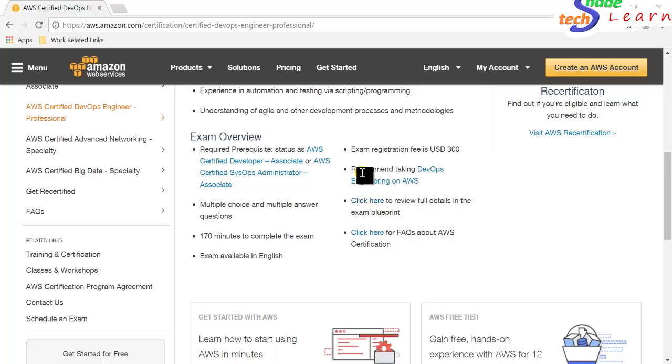As we discussed, it needs some prerequisite certifications. It will have multiple choice and multiple answer questions, 170 minutes to complete the exam, and it's available in English. The fee is going to be $300 US dollars, and it is recommended to take DevOps Engineering on AWS. Okay, we'll see that later. This is the exam blueprint, so let's click and go there.